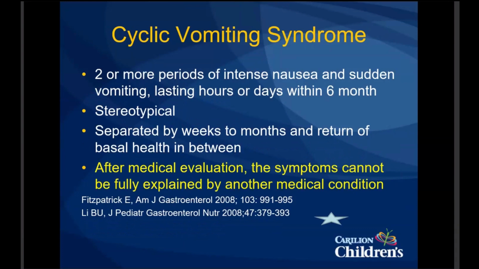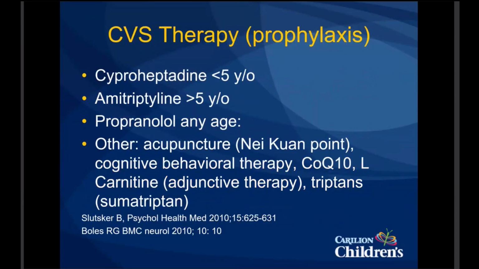Treatment: cyproheptadine, amitriptyline, and propranolol are the major three medications. Cyproheptadine is used in children less than 5 years of age, amitriptyline greater than 5 years, and propranolol at any age. The amitriptyline dosing, for example, is 0.5 milligram per kilogram per day, usually given in one dose at night. Propranolol is 1 to 3 milligrams per kilogram per day. I usually start at 1 milligram, then advance to 2, depending on how symptoms are controlled.